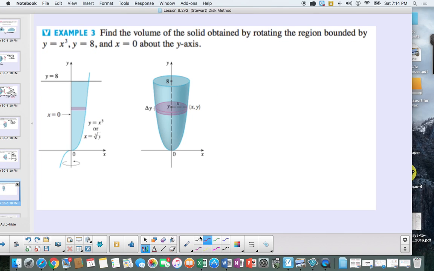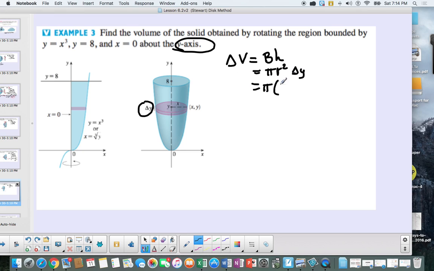Okay, let's take a look at a problem where we revolve around the y-axis. So my disk is going to be going around in this direction. The height of my disk will be delta y. So a small piece of volume will be equal to the area of the base times the height, pi r squared, and my height is delta y.